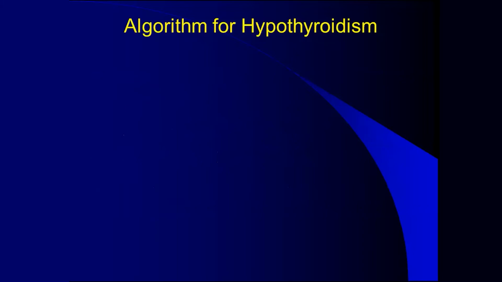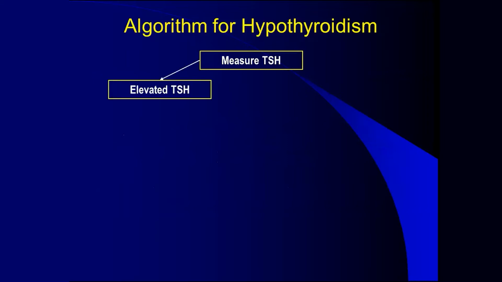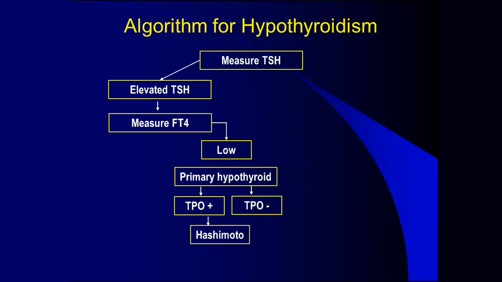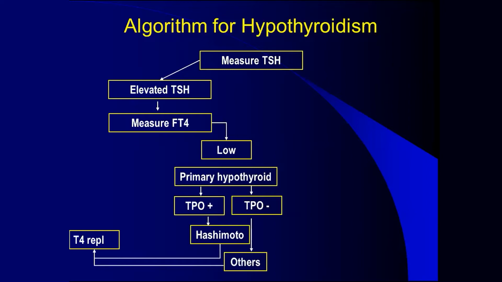So coming to the algorithm for hypothyroidism, we first measure TSH in a patient, as I just said, according to the guidelines. And if we have an elevated TSH, we go for an FT4 measurement. Now, if the FT4 is low, this confirms our diagnosis of primary hypothyroidism. However, we still need to test for anti-thyroid antibodies. And if the TPO is positive, the diagnosis of Hashimoto is confirmed and we go for T4 repletion. Even when the TPO is negative, we still go for T4 repletion.